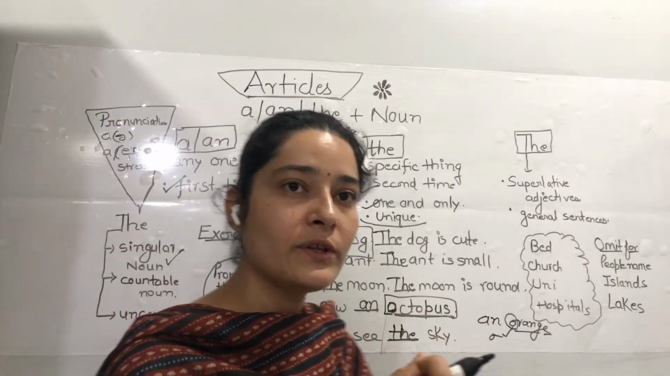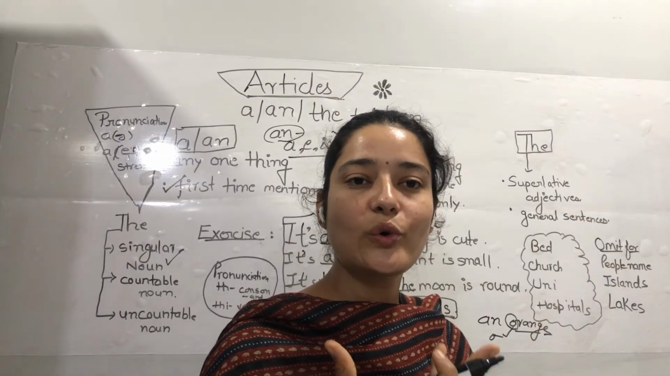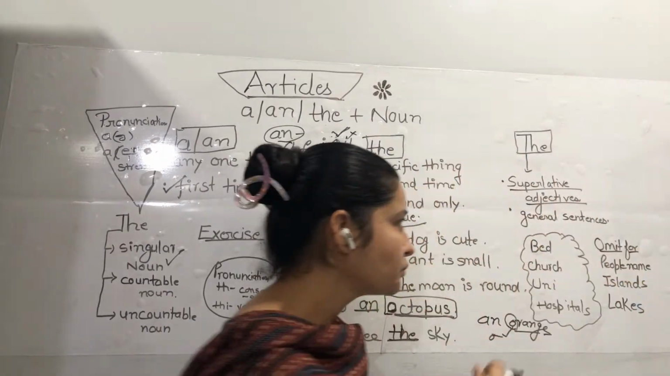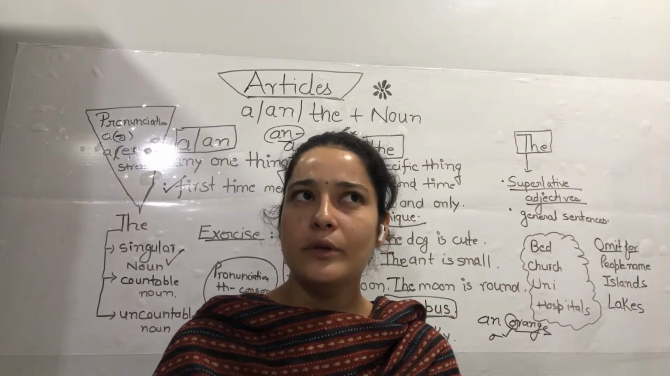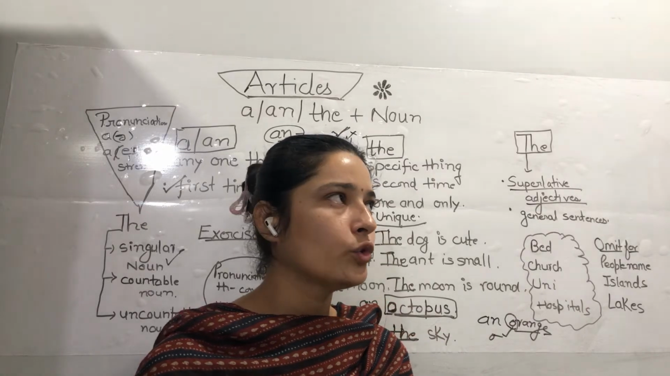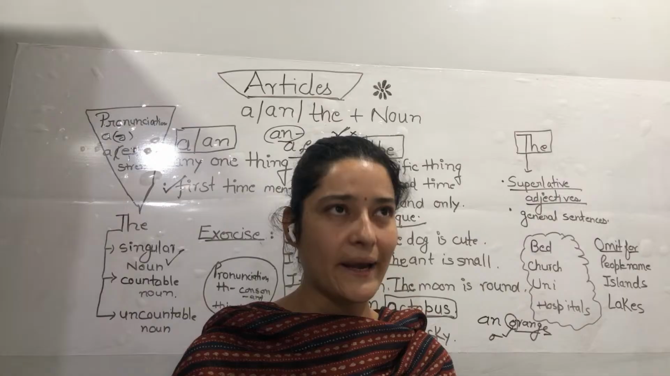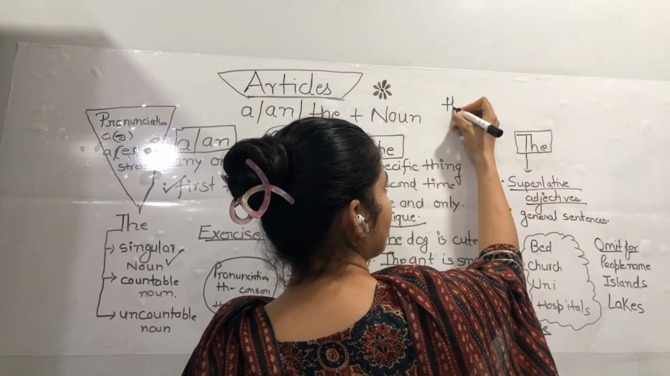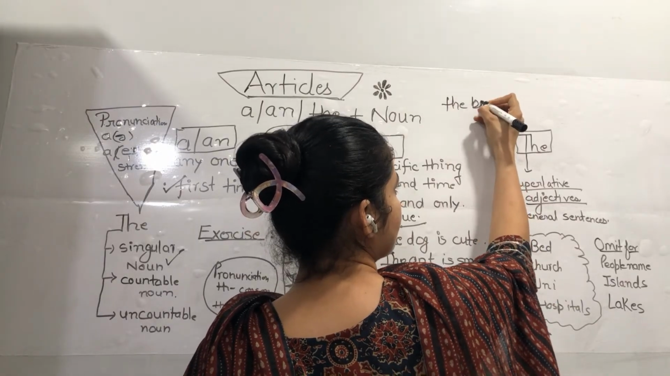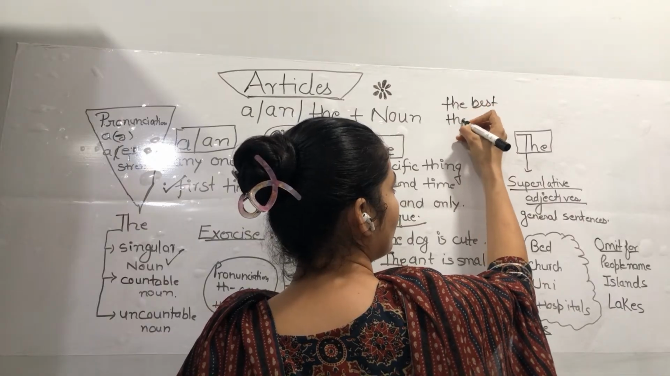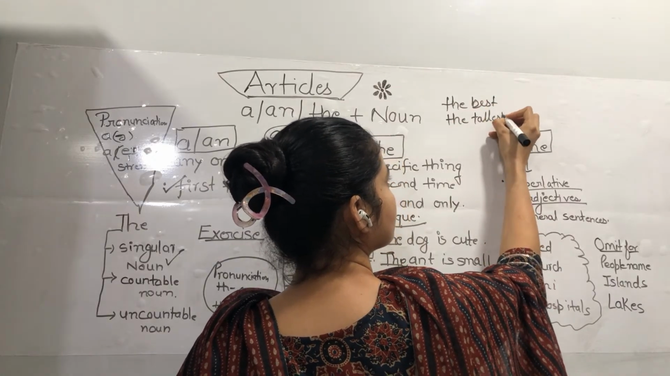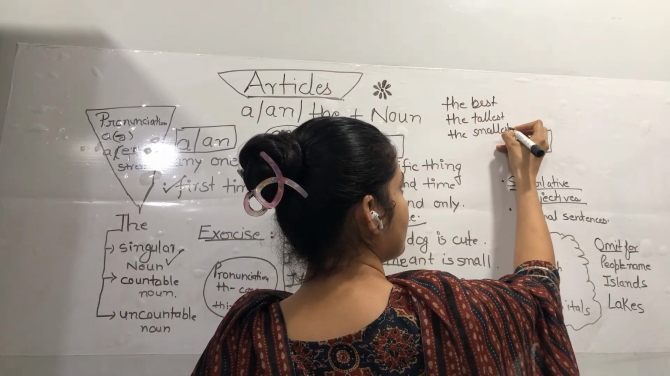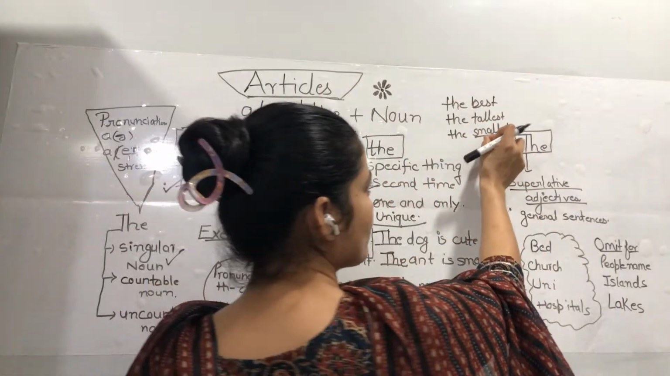Now, the is used with more things. Let's learn those also. That is very interesting. Now, what is a superlative adjective? For example, you might have heard good, better, best. Okay, we always say the best, the tallest, the smallest. This is the superlative adjective.